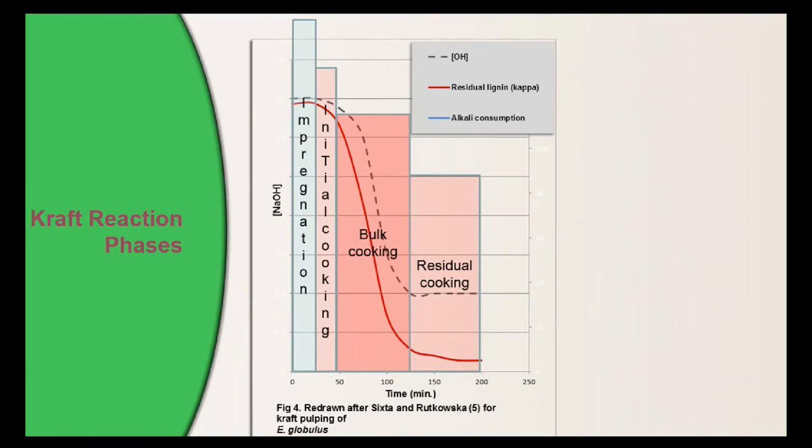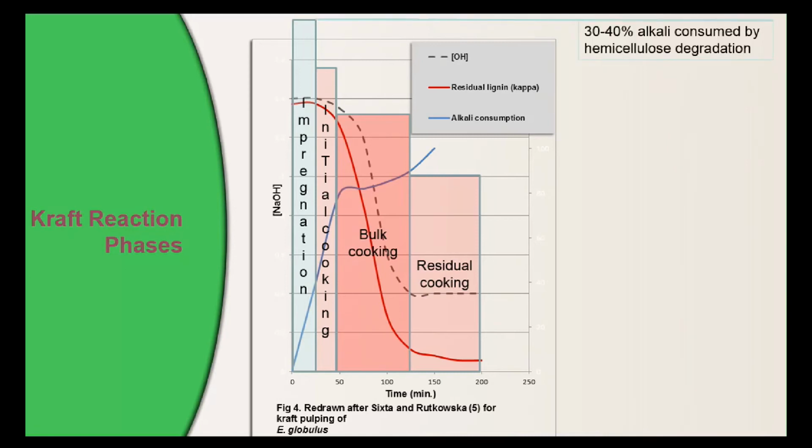So the next concept that we have to define is the so-called alkali consumption, and this is indicated by this purplish blue line. And what we mean by that is the actual absorption of the alkali and the cooking liquor chemicals into the wood chips, into the lumens, the actual penetration of the liquors through the cell wall. Okay, so this does not mean necessarily reaction. It just means that the alkali is being absorbed by the wood.